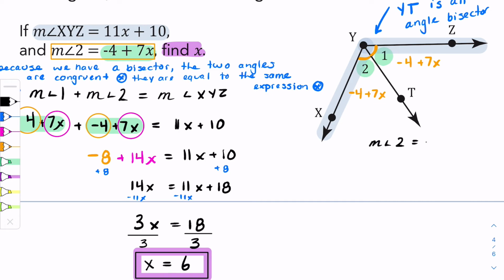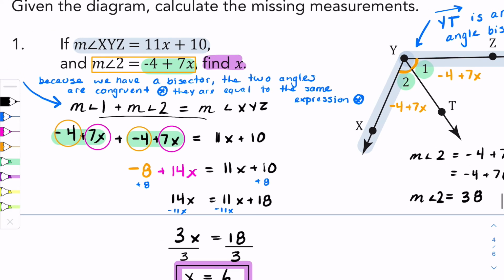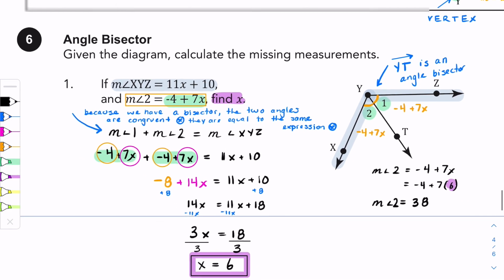So knowing that the measure of angle 2 is equal to -4 plus 7x, and also knowing that x is now equal to 6, we just solved for that, we have -4 plus 42, which is 7 times 6, and that gives us the angle measure of 38. Oops, measure of angle 2 is equal to 38. And you can check your work by substituting x back into the original expression that we wrote out and making sure it comes out to be equal. I think it is a good idea to check your work, and there's numerous different ways to do that.